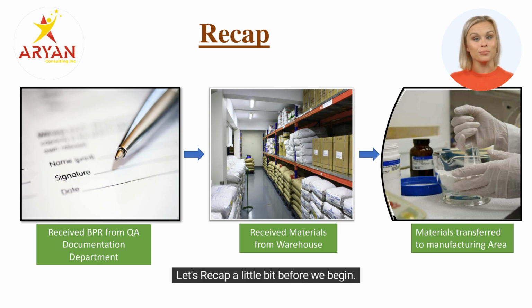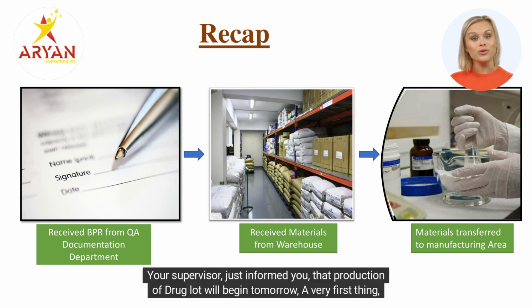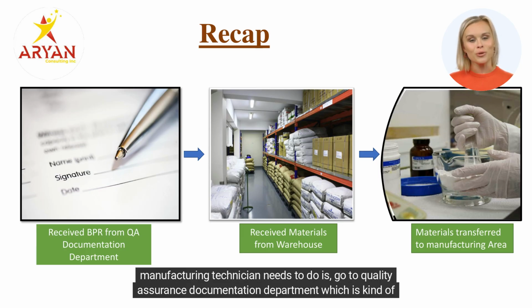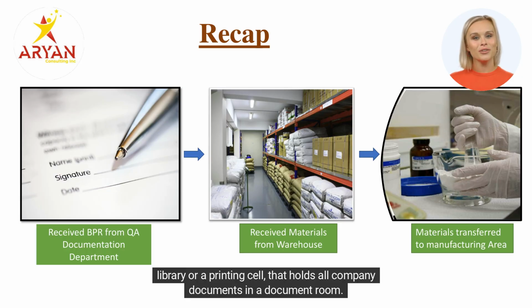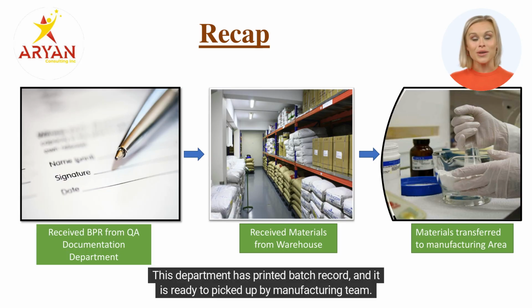Let's recap a little bit before we begin. Your supervisor just informed you that production of the drug lot will begin tomorrow. The very first thing a manufacturing technician needs to do is go to the Quality Assurance Documentation Department, which is kind of a library or a printing cell that holds all company documents in a document room. This department has printed the batch record, and it is ready to be picked up by the manufacturing team.